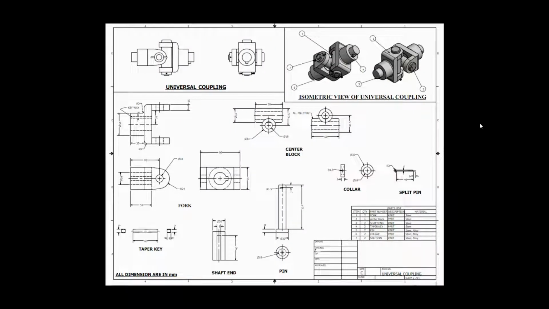Create this universal coupling by using the bottom-up approach. In the bottom-up approach, first we need to create the single individual parts, and we will save these parts in one separate folder. Later we will enter into assembly design. From there we will call the single individual parts and make this assembly design. So now let's start with parts.